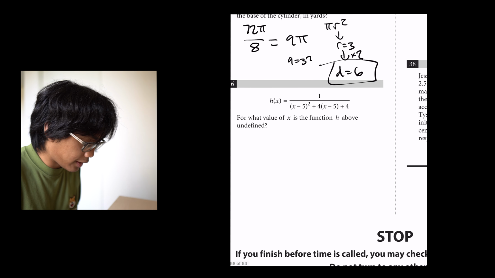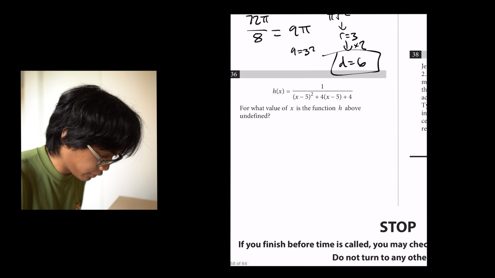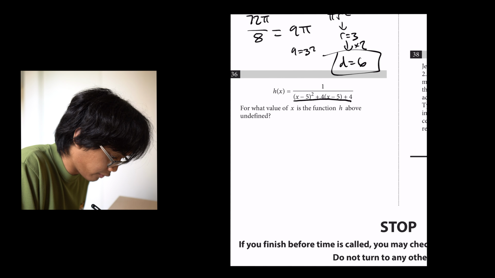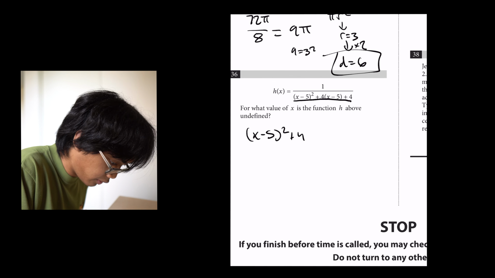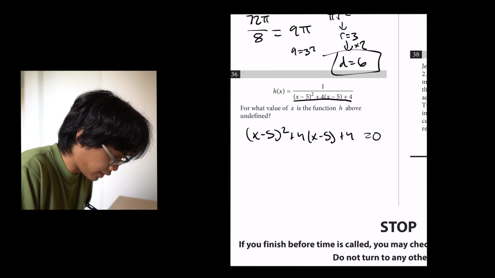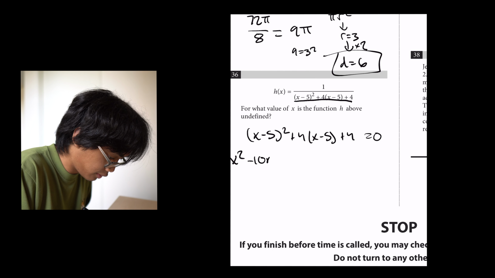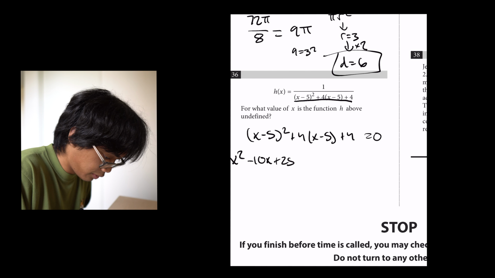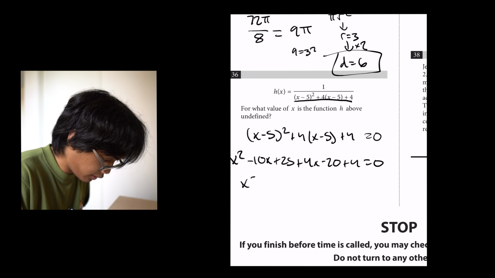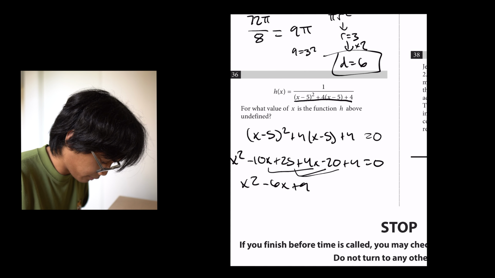For what value of x is the function h above undefined? So we're looking for values where this expression is equal to 0. So we have (x minus 5) squared plus 4(x minus 5) plus 4 equals 0. I guess we could just FOIL everything out. So we'll get x squared minus 10x plus 25 plus 4x minus 20 plus 4 equals 0. x squared minus 6x plus 9 equals 0.